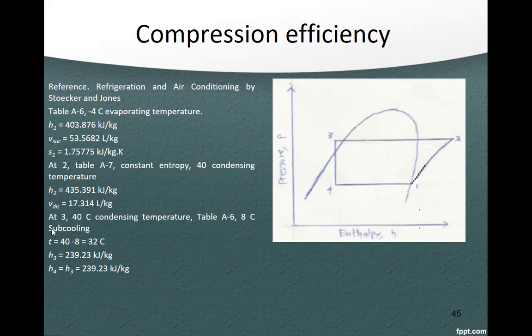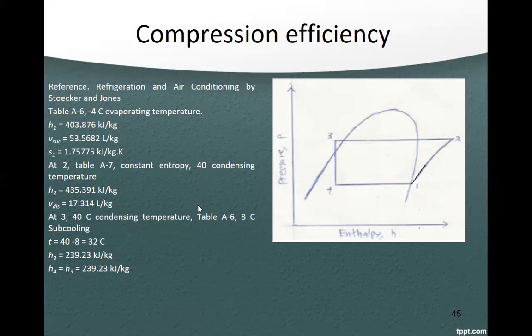At 3, the 40°C condensing temperature, with 8°C subcooling, so the temperature is 40 minus 8, equal to 32°C. Then get h of f there, which is h of 3 at 32°C. So 239.23 kJ per kilogram. Then h of 4 is equal to h of 3, also 239.23 kJ per kilogram. So you have the properties now.